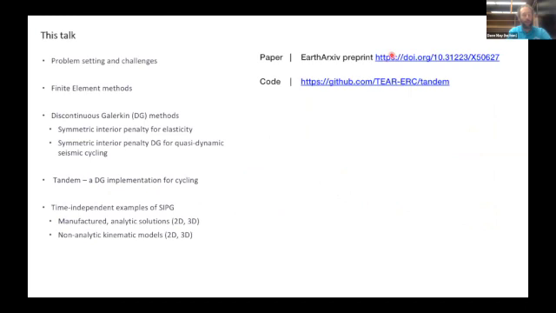I'll outline the problem setting and identify some of the modeling challenges associated with it. We'll briefly discuss finite element methods in a continuous Galerkin setting and a discontinuous Galerkin setting. Then I'll discuss some of the specifics of this symmetric interior penalty method. Part of that discussion will be a walkthrough of the derivation of the equations, in the hope that this demystifies the nature of the method.